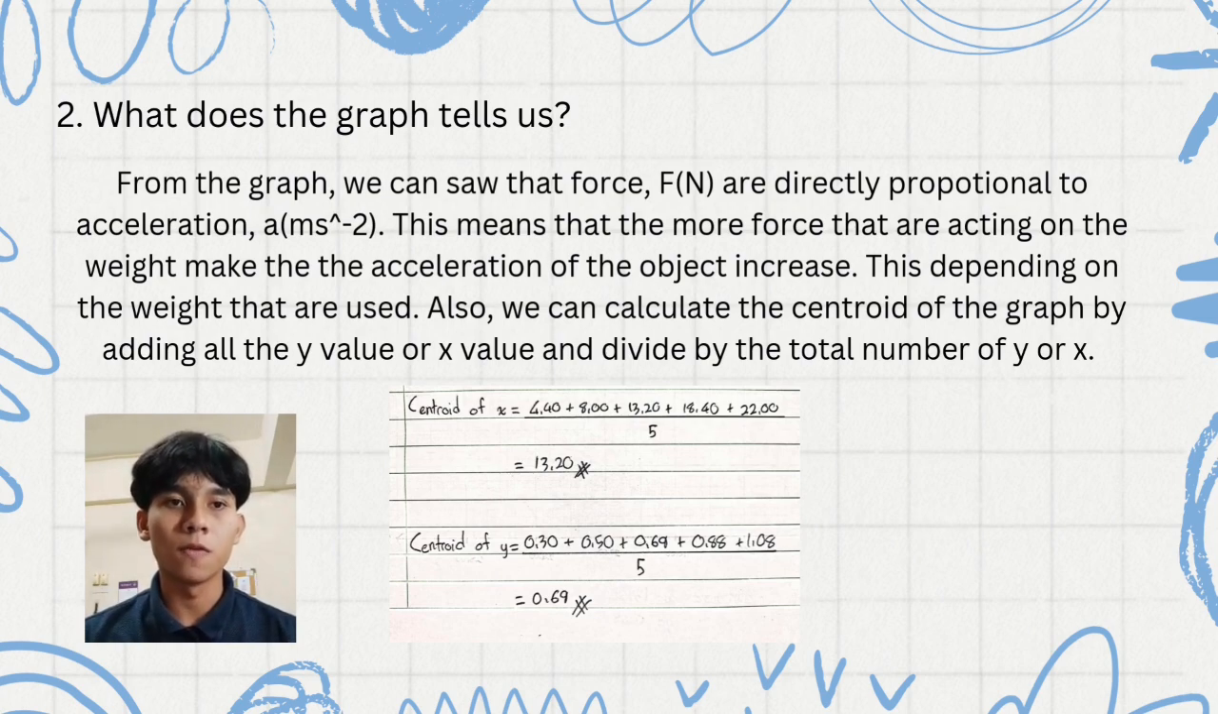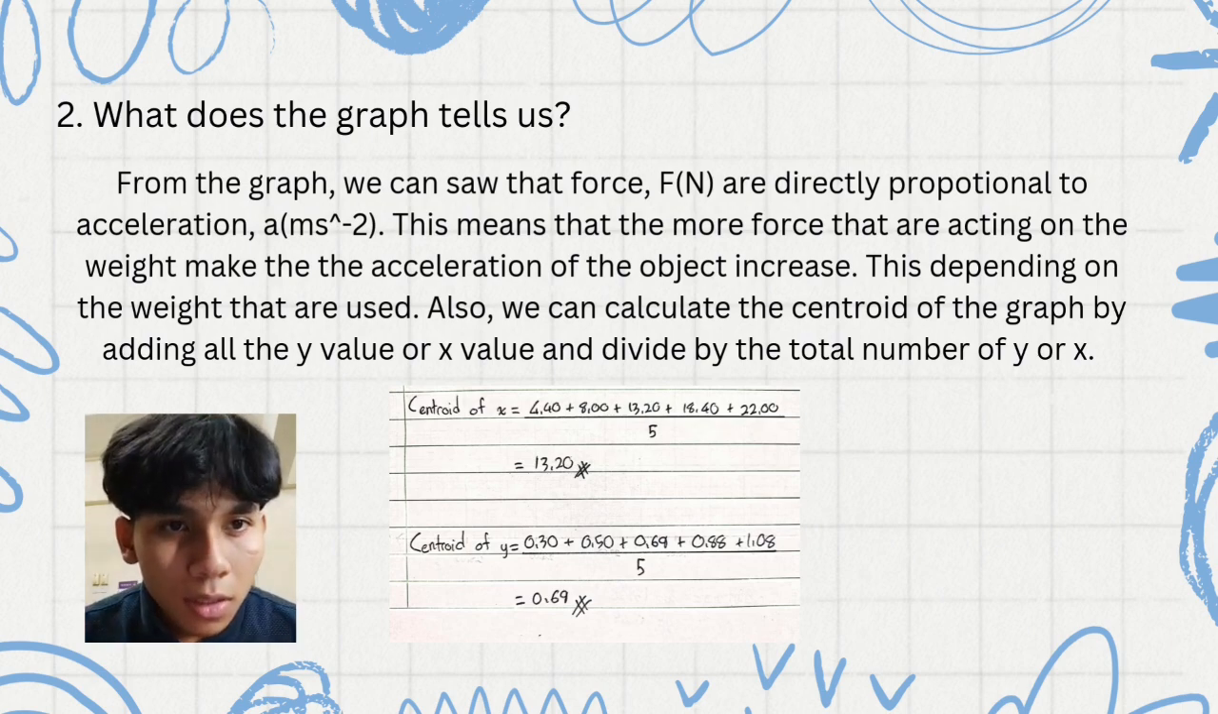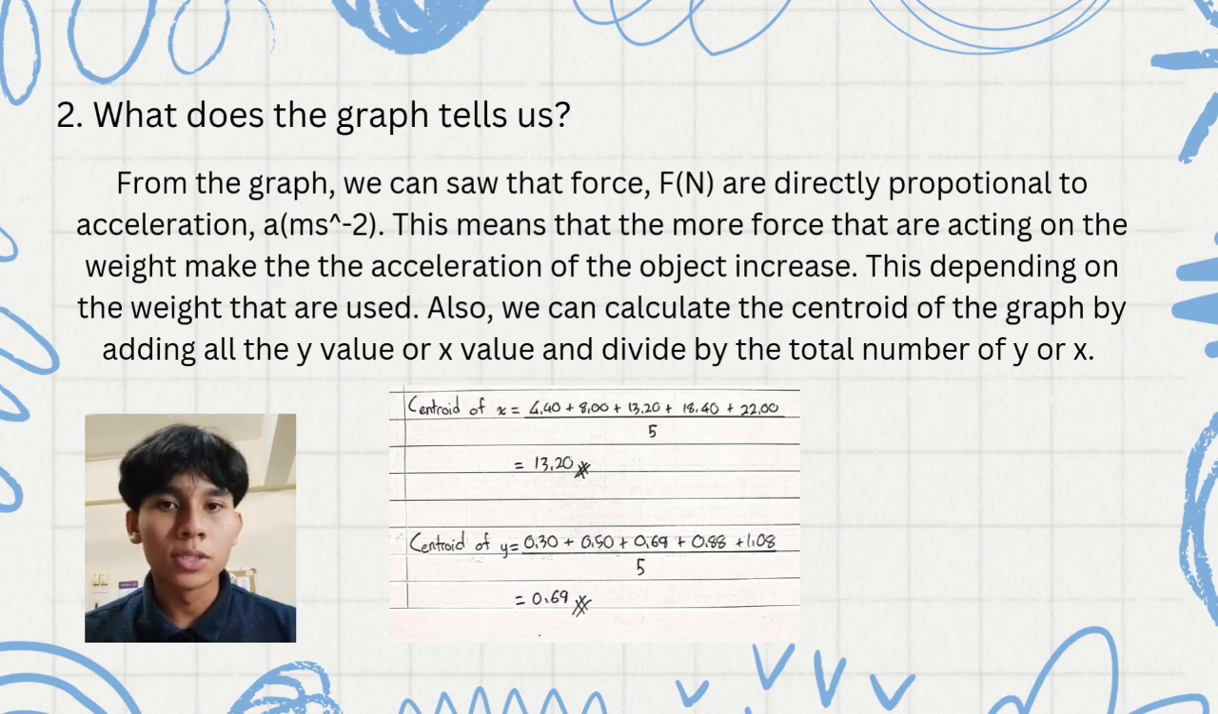This means that the more force acting on the weight makes the acceleration of the object increase, depending on the weight that is used. And furthermore, from the graph we can also calculate the centroid of the graph by adding all the y or x values and dividing them by the total number of y or x values. For this graph, we obtain that the centroid of x is 13.2 and the centroid of y is 0.69.